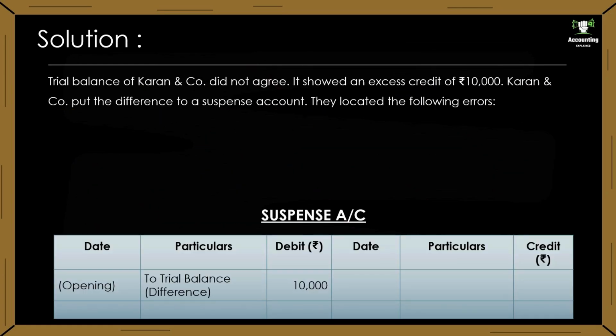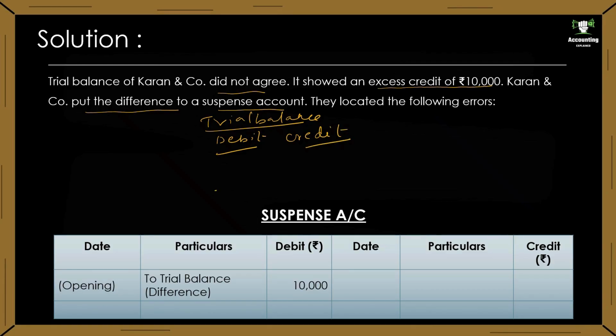Students, the first part of the question says trial balance of Karan and company did not agree. It showed an excess credit of rupees 10,000. Karan and company put the difference to a suspense account. Okay, so let us assume this as the trial balance of Karan and company. It will have a debit column and a credit column. Suppose the debit column has a total of 90,000 and the credit column has a total of 1 lakh. Debit is lesser than credit by rupees 10,000. Right? So credit side is more by rupees 10,000.